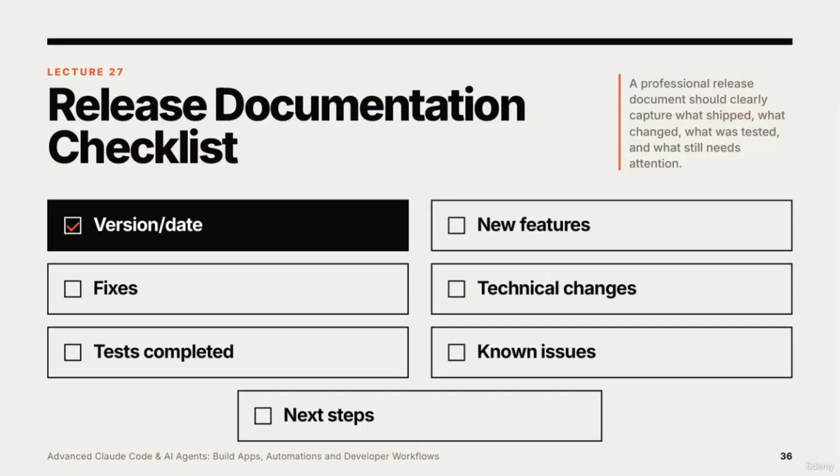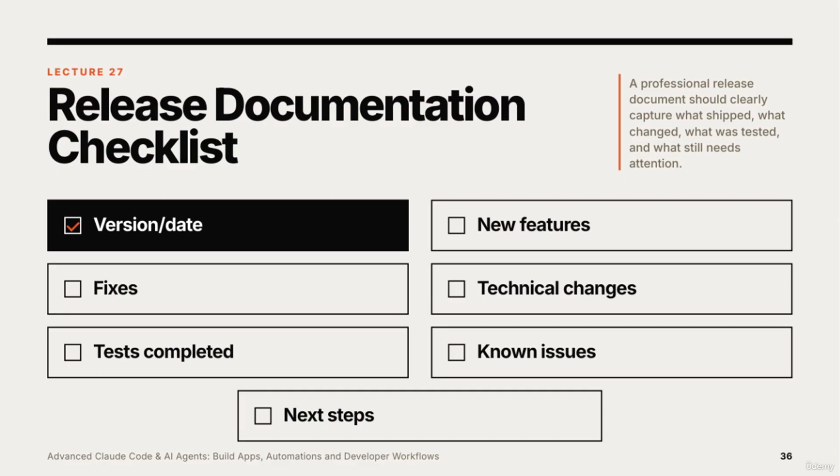In this slide, we're focusing on the release documentation checklist, which is essential for any professional software release. A well-crafted release document should clearly outline what is shipped in the new version, highlighting new features that users can expect. It should also detail any fixes made, along with technical changes that might affect how the software operates or integrates with other systems.